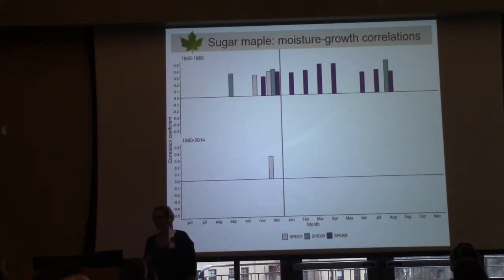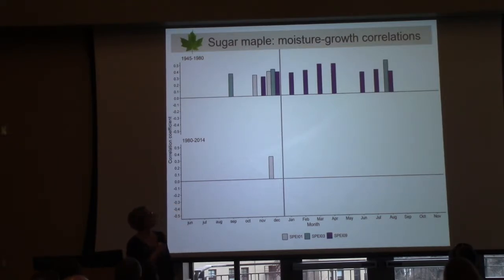What's most evident is that between the first and second half of the chronologies, moisture seems to be less important. So we see a lot of positive correlations with moisture in this first half. Why this makes sense is that during this time period, there was a large drought here in the mid-1960s.